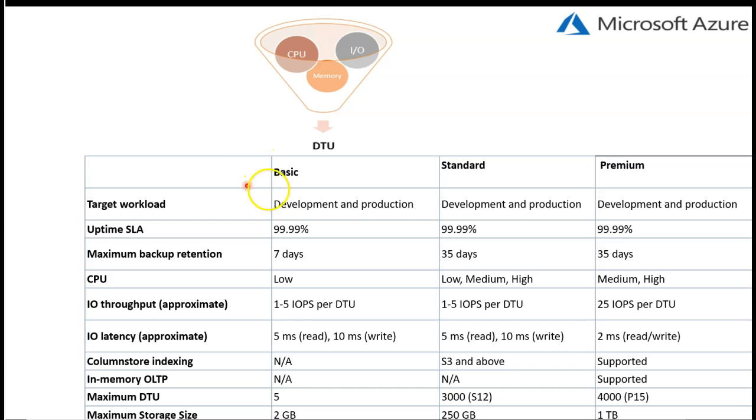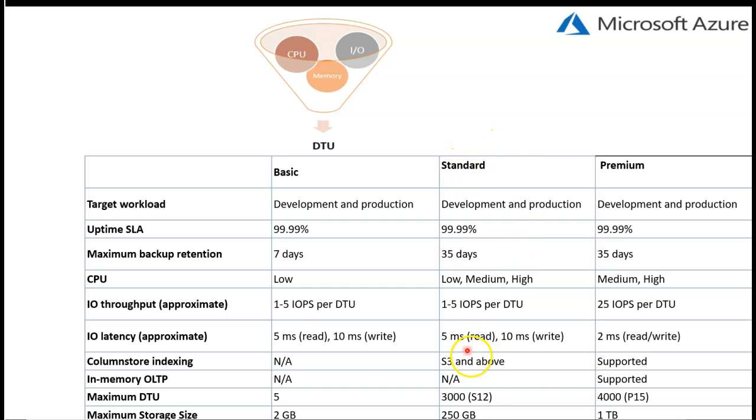So the first one would be the basic tier, the next one would be the standard tier, and the premium tier. Basic is actually a starting model where you can go for development or a little bit of production with very light workload types. If you see here, the CPU power you'll get is very low, around 1.5 IOPS per DTU, and IO latency is approximately 5 milliseconds for reads and 10 milliseconds for writes. In-memory OLTP DTUs are 5 here, and maximum storage is only 2 GB of the database.